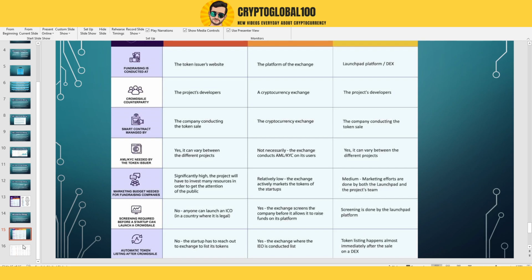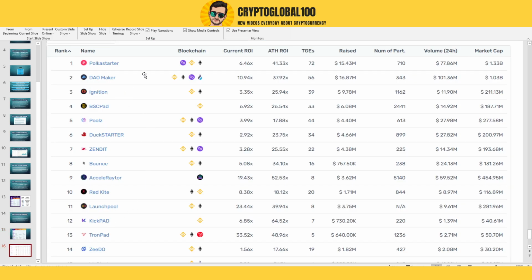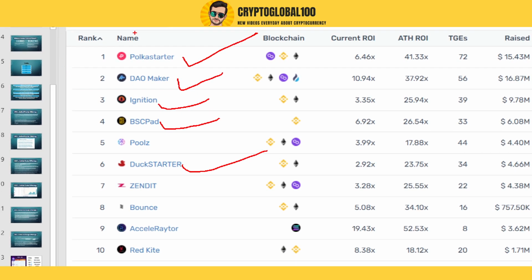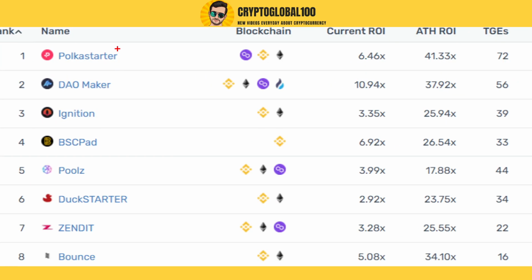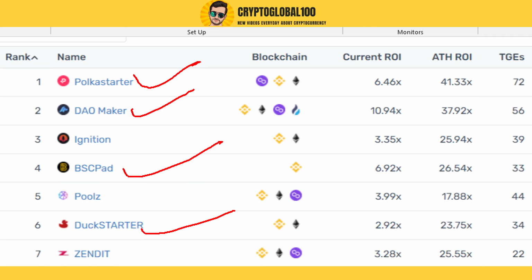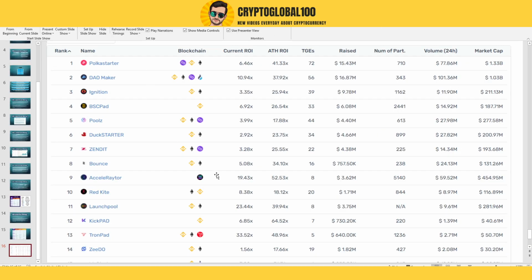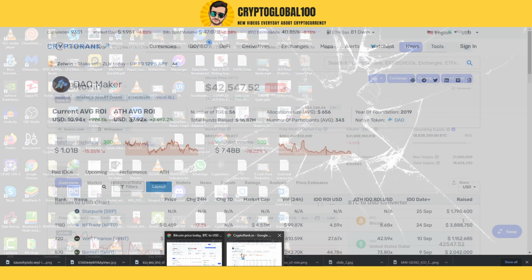So okay, now let me show you the next one. Here are some of the best launchpads I wanted to tell you about: PolkaStarter, DOW Maker, Ignition, Bscpad, Starter. I'm going to go through four of them: PolkaStarter, DOW Maker, Bscpad, and Starter. These are some of the top four IDO DEX launchpads where projects get very successful. Let me show you some of them here.